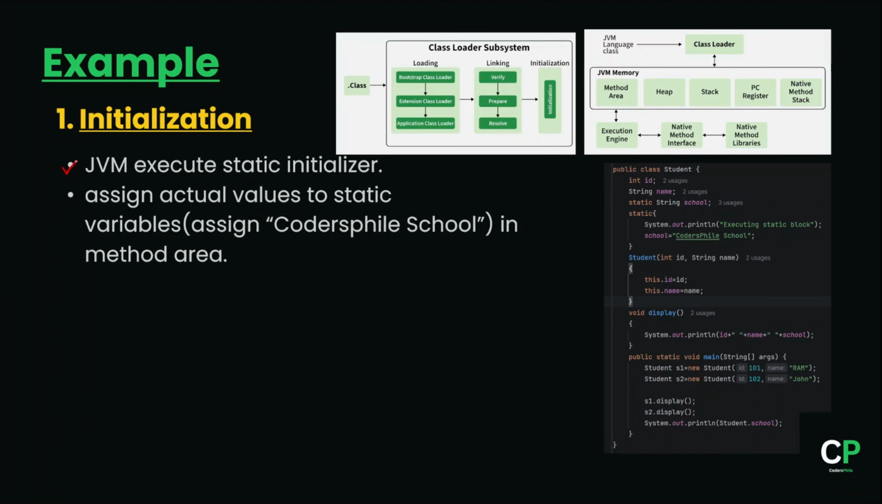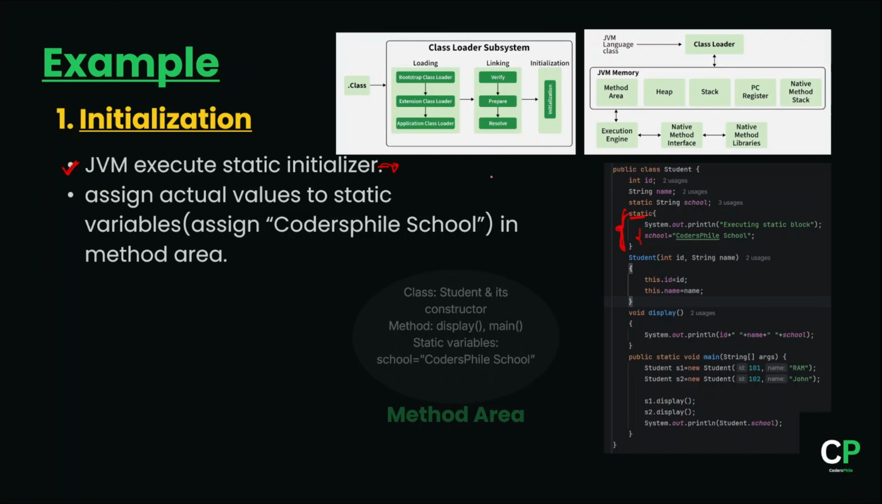So what happened in the initialization phase? In the initialization phase, the JVM will execute the static block. This static block will be executed and assign the actual value to the static variable. So the actual value is assigned to the static variable school, since this block gets executed.